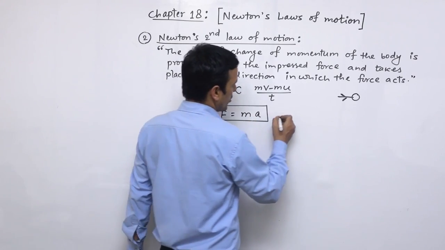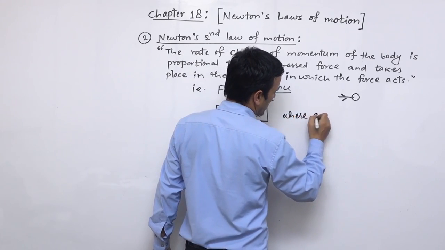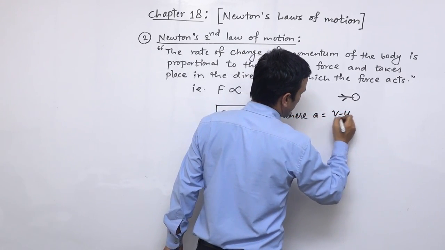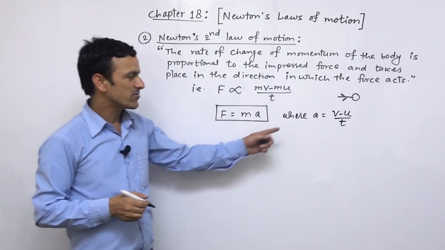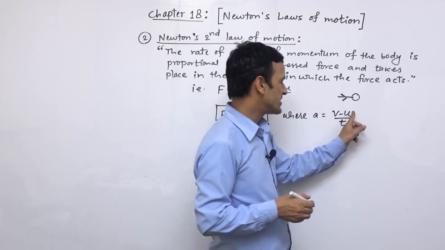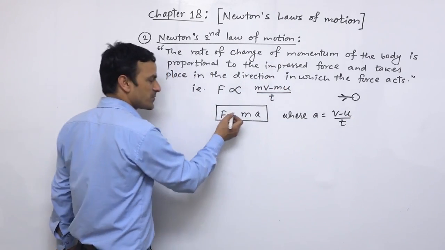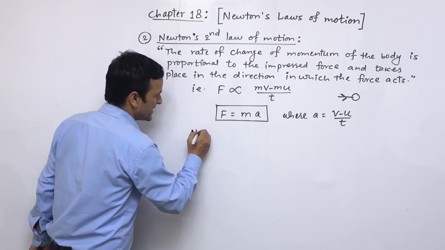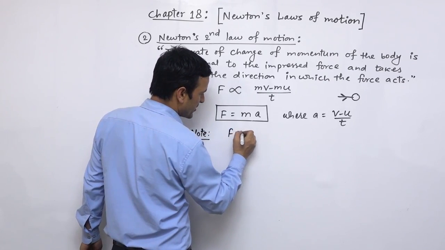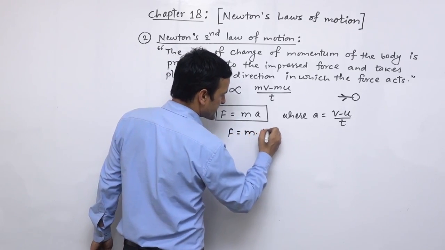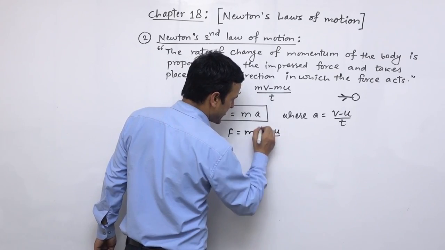So here a can be defined as a is equal to v minus u divided by t. So acceleration is equal to change in velocity divided by time. So this formula can be written like this. In note we can see f is equal to m times v minus u divided by t.